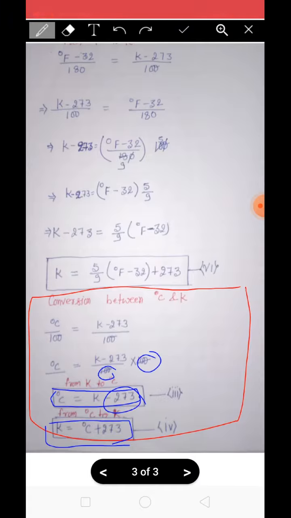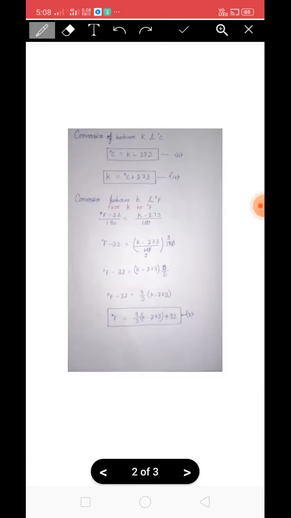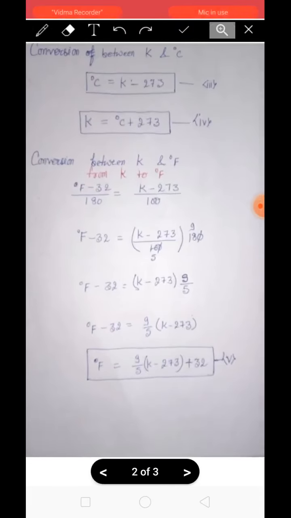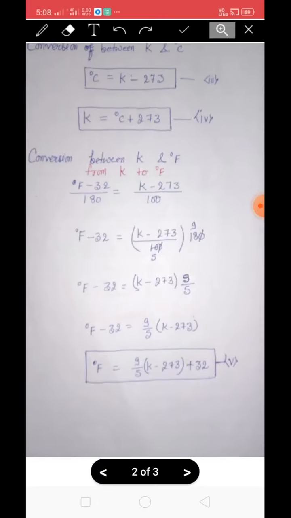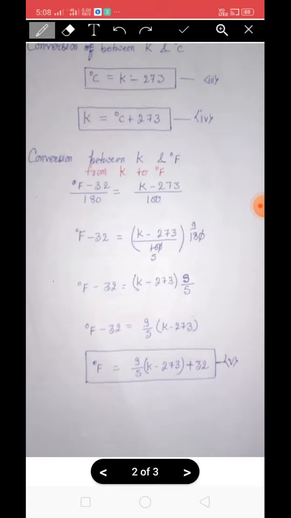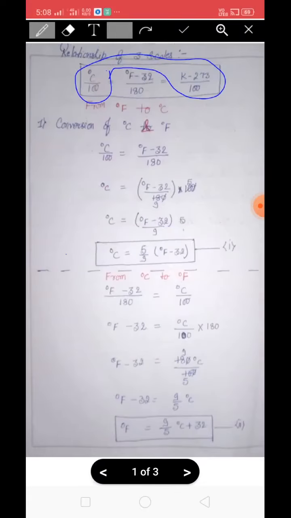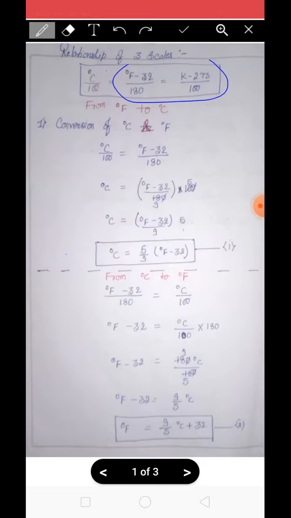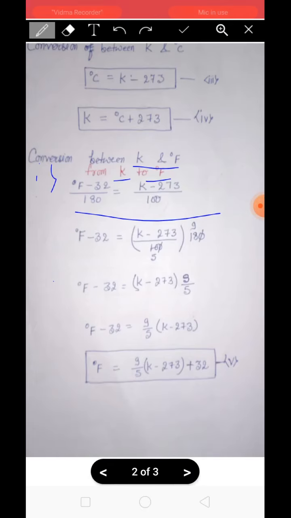Okay class, now this is about the second scale. Now next we are going to talk about the third scale. See over here, the third scale is conversion between Kelvin and Fahrenheit. The whole rule is given over here. Between K and F, first we are going to do conversion from K to F. For that we have taken the formula from here, K and F, this portion. So we have written it over here.